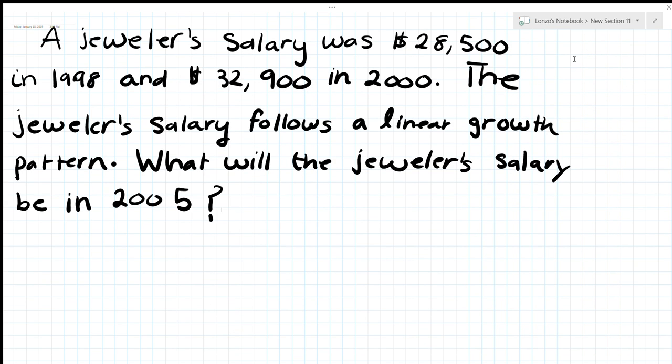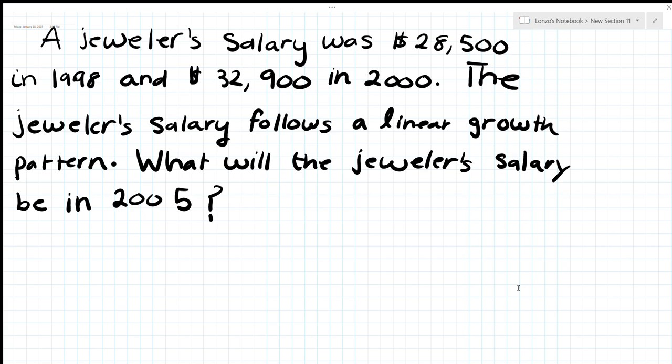So it says a jeweler's salary was $28,598 and then $32,900 in 2000. The jeweler's salary follows a linear growth pattern. What will the jeweler's salary be in 2005? So this is definitely a linear graph because it keeps growing constantly.